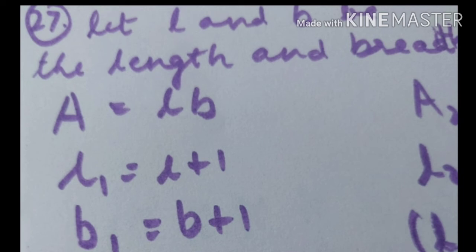Now we'll see our question number 27. If the length and the breadth of the room are increased by 1 meter, the area is increased by 21 square meters. So first I read up to here only and explain to you. Students, in this question you have to remember what is the area of your rectangle.